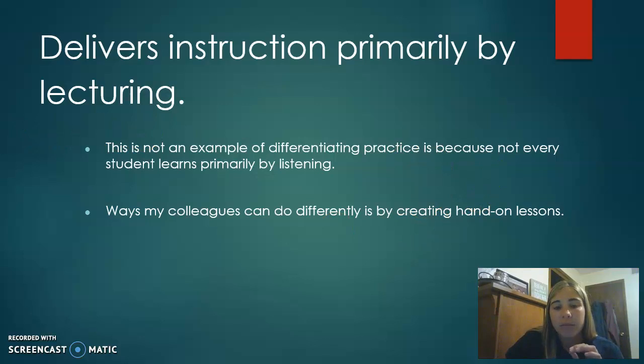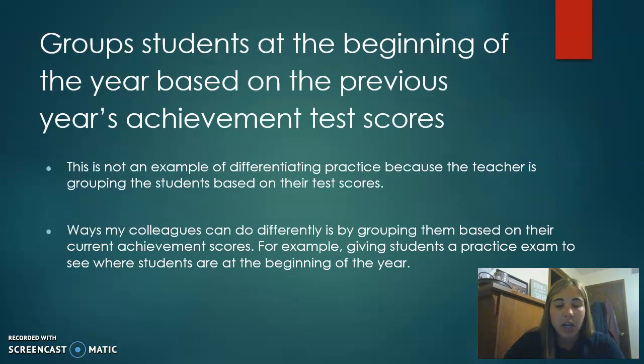The next one is grouping students at the beginning of the year based on the previous year's achievement or test scores. This is not an example of differentiating practice because the teacher is just grouping them off of their previous test scores, and you don't want to group students off of their test scores, you want to group them based on their needs. And especially, I want to emphasize their previous year's achievement test scores.